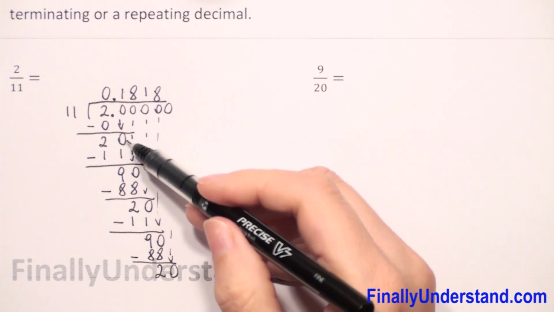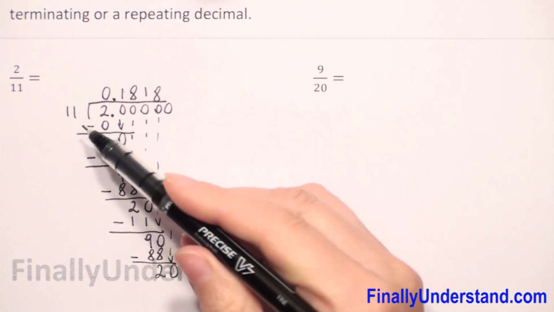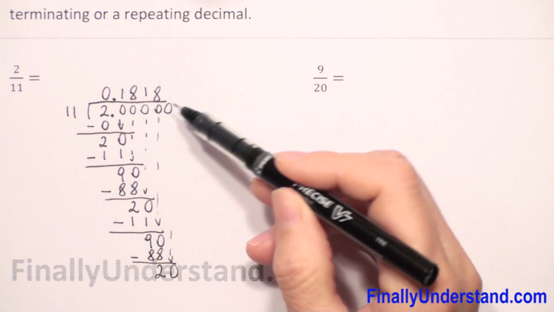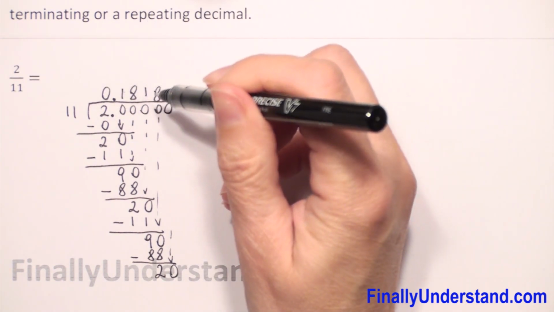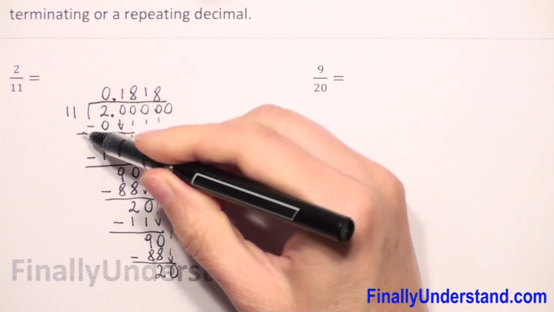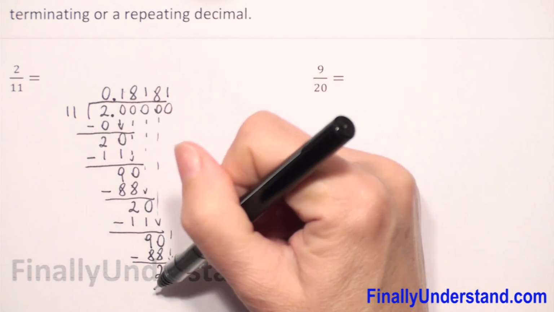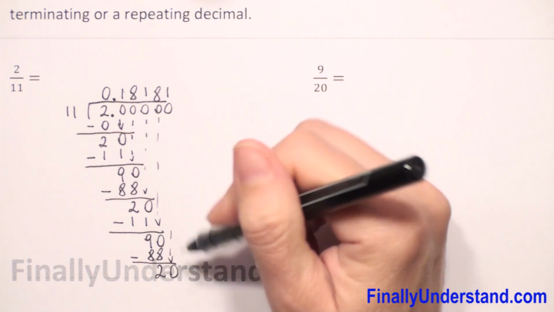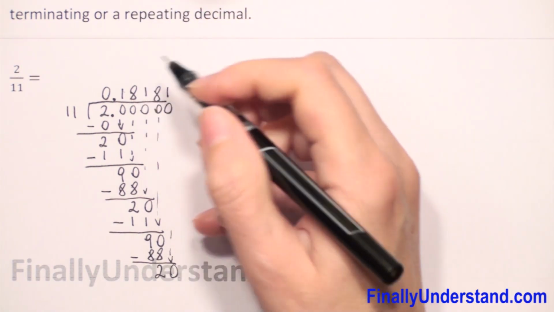So we see that 20 repeats. We will get 20 divided by 11 will be 1, and so on. We cannot finish our long division, so we can say that this number is a repeating decimal because 1 and 8 repeat. Still, 20 divided by 11 will be 1. And again, 1 times 11 gives me 11, so 20 minus 11 gives me 9. We have to take down another 0, and so on. So we see that 18 repeats.